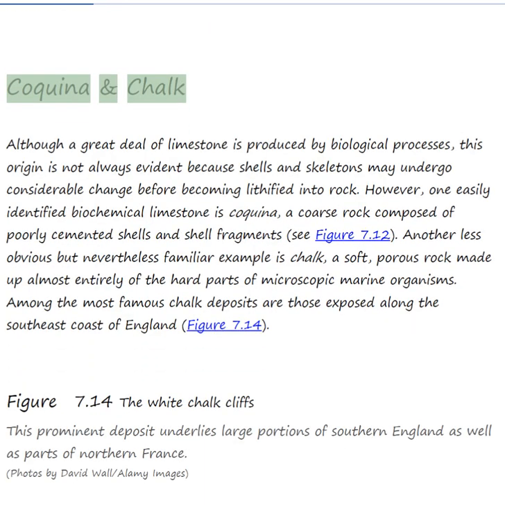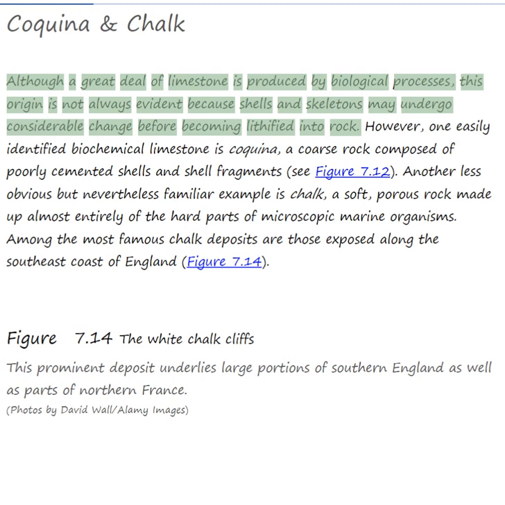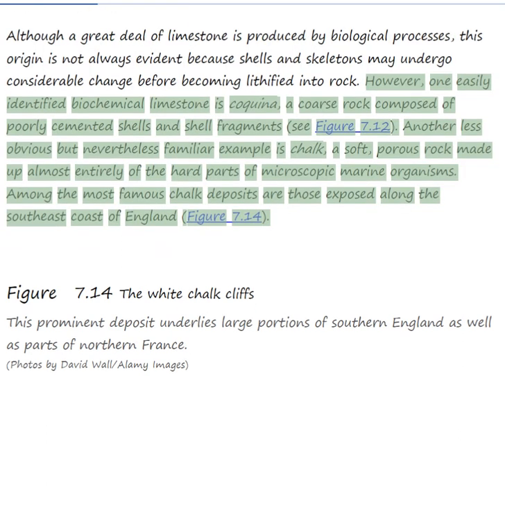Coquina and chalk. Although a great deal of limestone is produced by biological processes, this origin is not always evident because shells and skeletons may undergo considerable change before becoming lithified into rock. However, one easily identified biochemical limestone is coquina, a coarse rock composed of poorly cemented shells and shell fragments. Another less obvious but nevertheless familiar example is chalk, a soft, porous rock made up almost entirely of the hard parts of microscopic marine organisms.